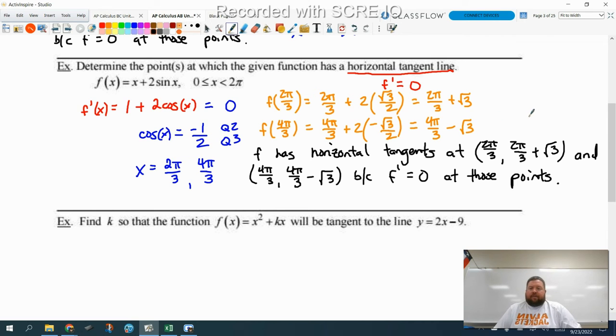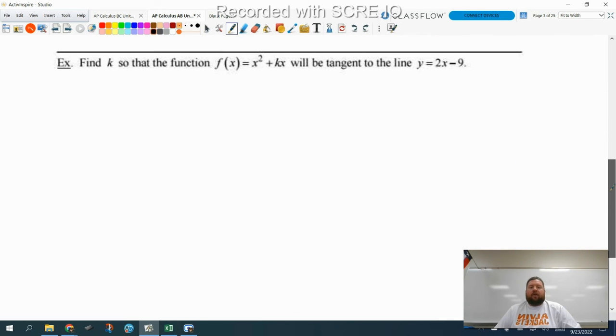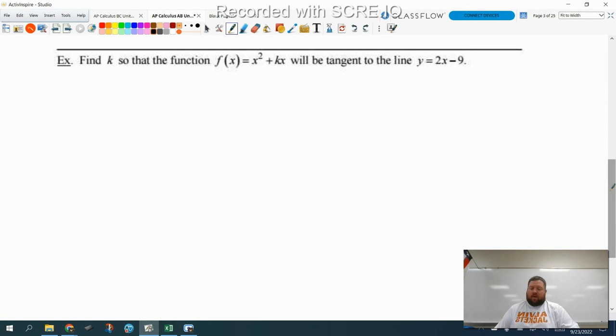All right, next one. Find k so that the function f of x equals x squared plus kx will be tangent to the line y equals 2x minus 9. Okay, this one's a little more challenging than it looks, actually. So there are two things that you need to know. A function is tangent to a line at a point. So these two have to be equal to each other. So x squared plus kx has to equal 2x minus 9 at some value of x. We don't know. Okay, we can't really do a whole lot with this right now.